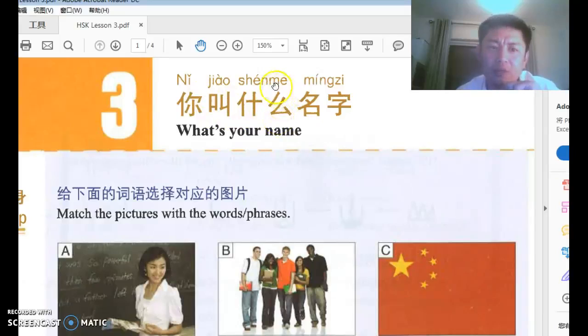Right? If you put 什么 before 人, a person, then what kind of person are you? Or where are you from? What else can you put? 什么老师? What kind of teacher are you? What subject do you teach? Right? So that's how you use 什么.